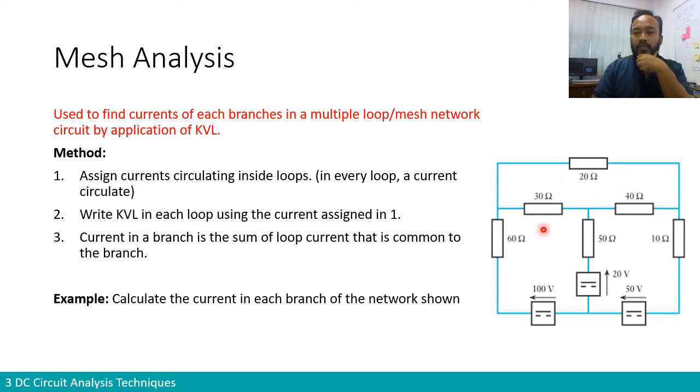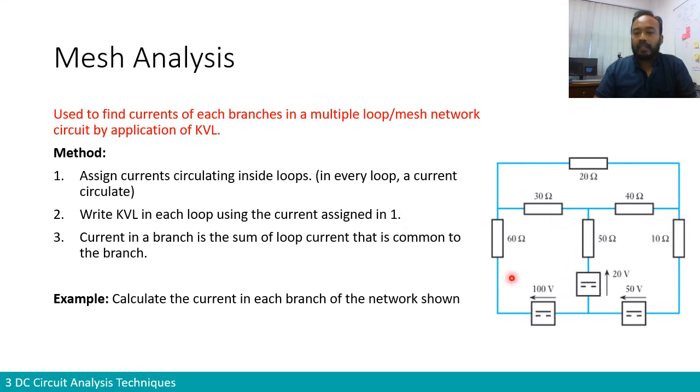Basically, if we see there are 3 loops, we will assign a current with a certain direction. We say that there will be a current in this loop, a current circulating in this loop, and a current circulating in this loop. Because we know that in each loop there will be a current circulating, right?